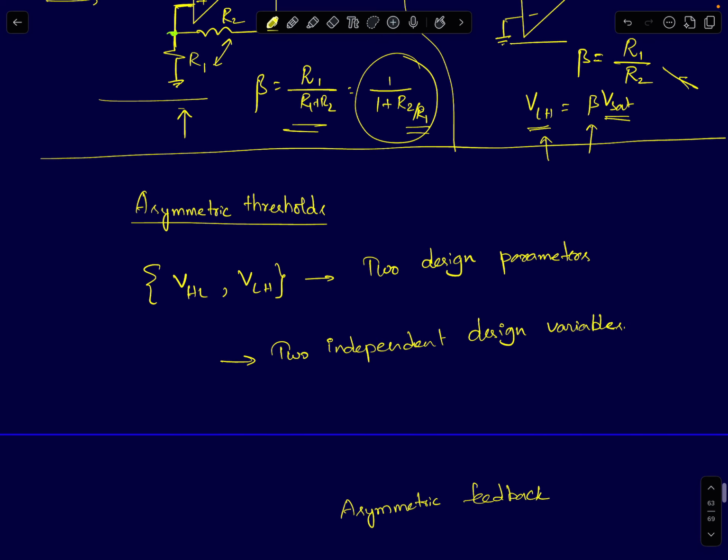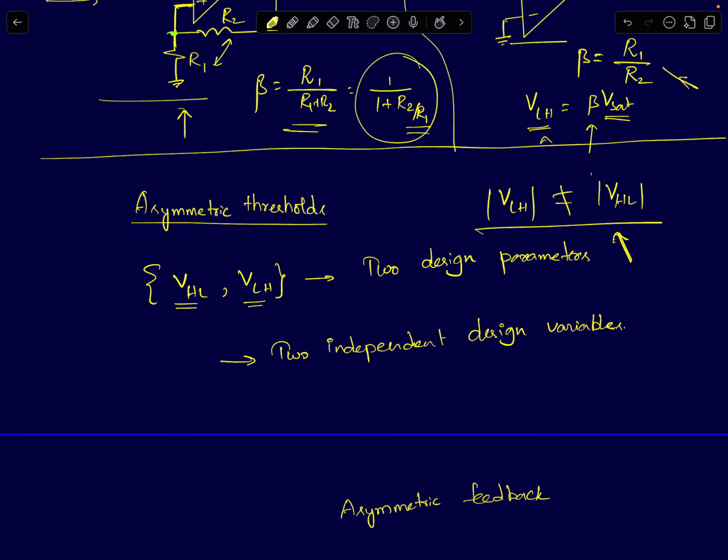Now coming to asymmetric threshold voltages. In this case, you cannot write a linear relationship between the two thresholds because they are independently set. In Schmidt triggers with asymmetric threshold voltages, the mod of the low to high threshold voltage will not be equal to the mod of the high to low threshold voltage. In symmetric threshold voltages, this condition is satisfied: mod of low to high equals mod of high to low, but here it will not be satisfied. So there are two independent design parameters for the Schmidt trigger.